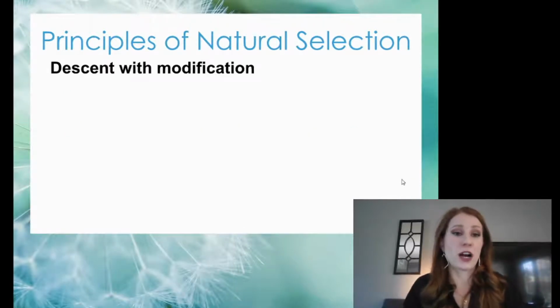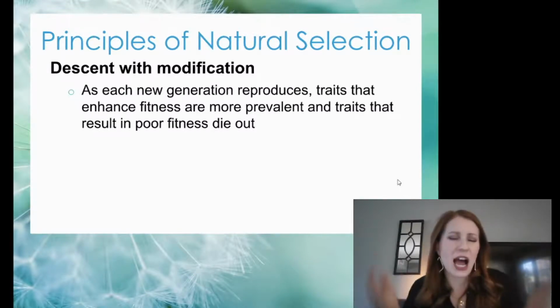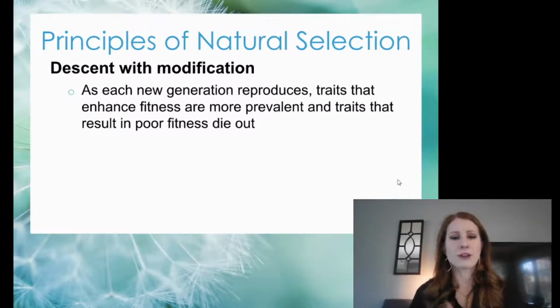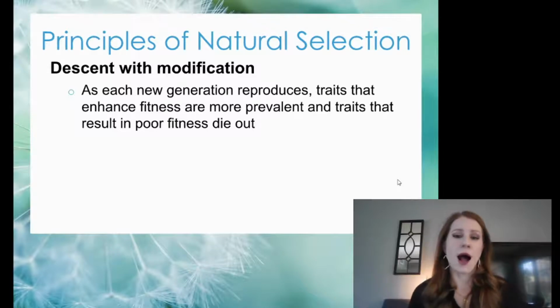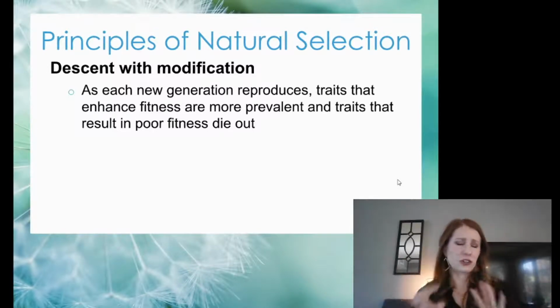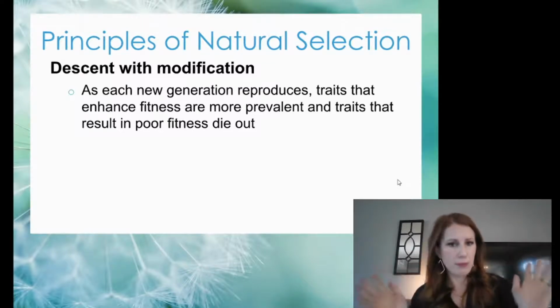Another principle we're going to talk about is descent with modification. And it's kind of a tying together of everything here. Every time we have a new generation, if a trait makes you better fit for your environment, it will get passed on. If a trait makes you not fit for your environment, they tend to die out. This is the case if, let's say there was a crazy mutation, hypothetical, and it turns a bunny rabbit bright blue. This is not a thing that would happen, but bear with me.